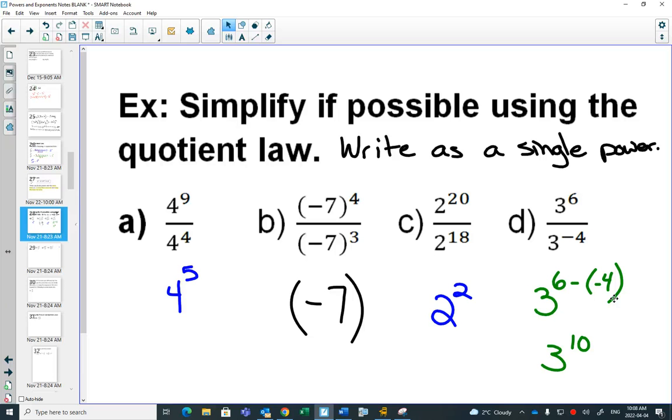So these first 4 examples all dealt with numbers.